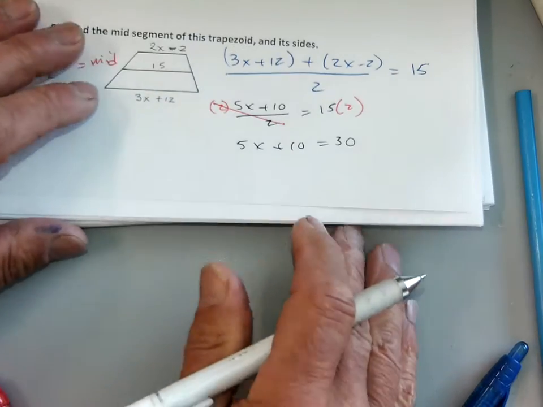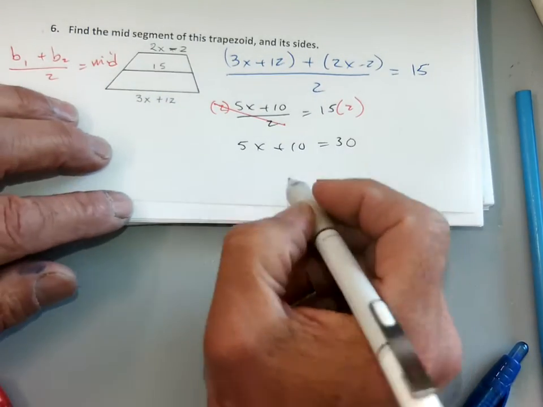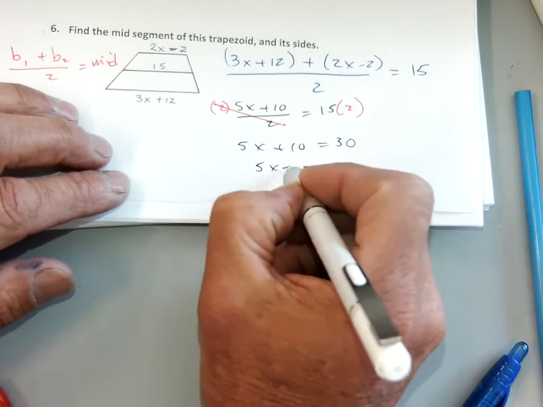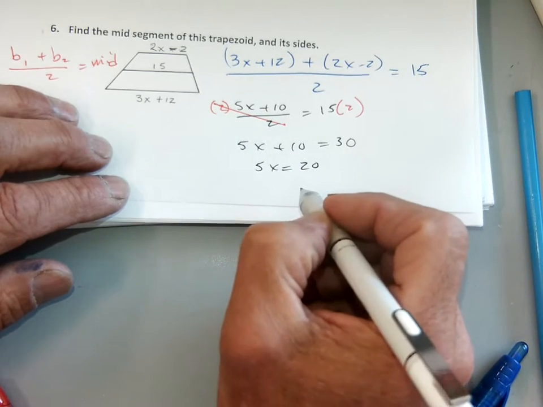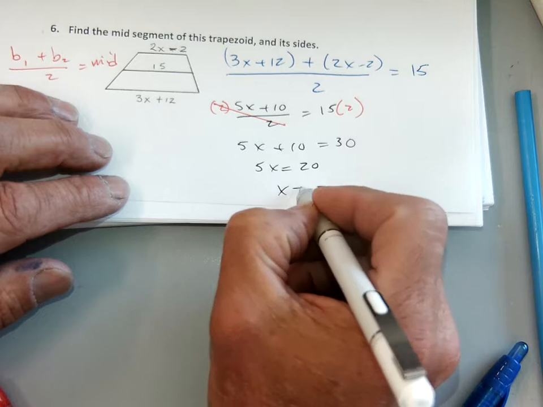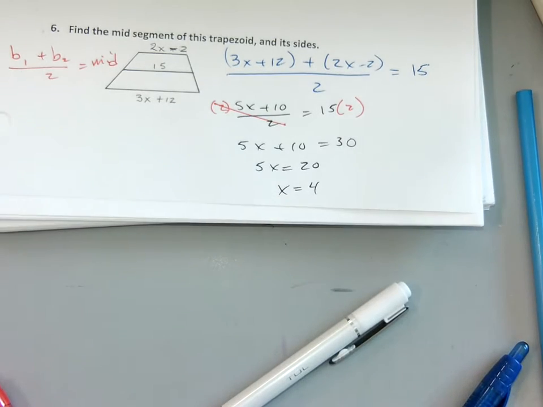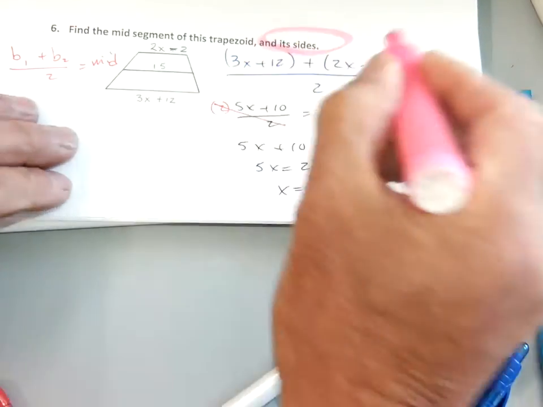And then I'm going to go minus 10. Minus 10, I got a 5x equals 20. I'm going to divide by 5. Divide by 5, x is 4. But that's not the answer. It's only going to help me get the answer because what I'm looking for is the sides. I'm looking for the sides.